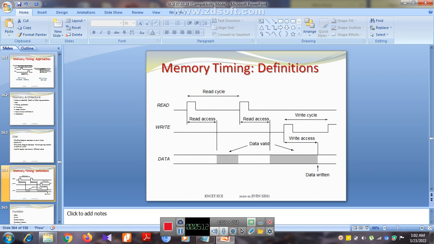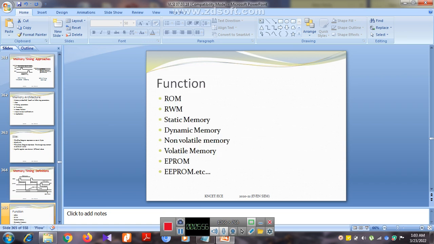Here the read cycle is used whenever the data is going to be accessed, and it checks whether the correct data has been stored. If you access it for read, it will be used for the read operation. The third parameter is the function parameter. In the function parameter, we have ROM and RAM. From RAM, we have two classifications: static memory and dynamic memory.